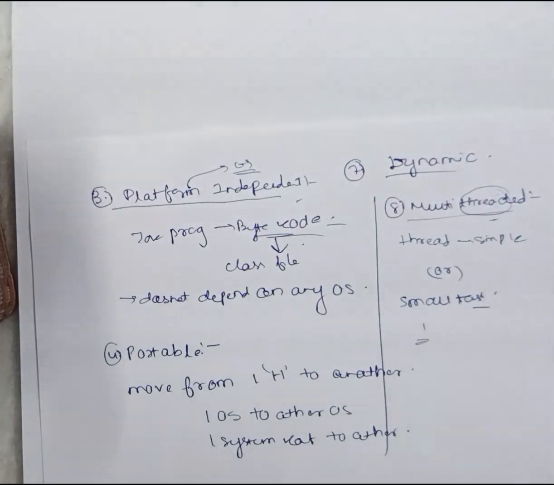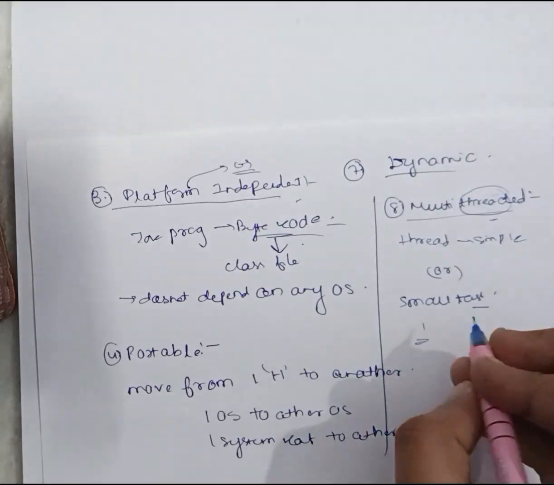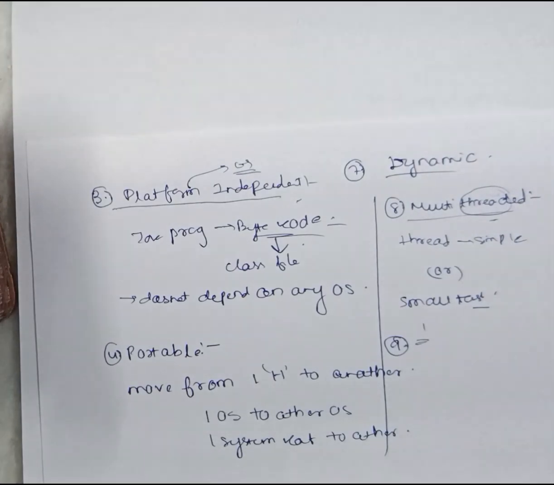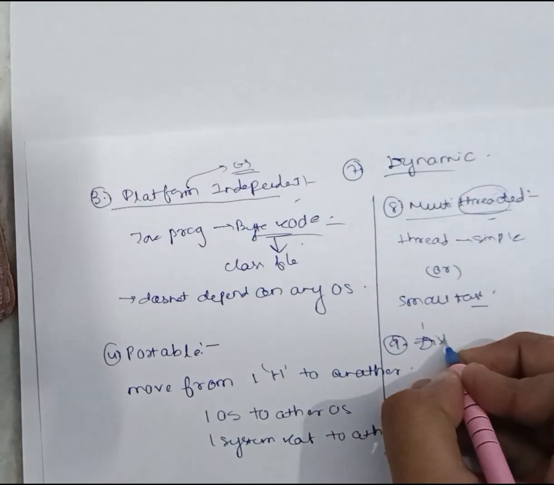So Java is a multi-threaded language. Java executes multiple threads simultaneously. In a lesser amount of time we can execute the program because we have several tasks, and each task is nothing but a thread. We can execute all the threads simultaneously, so in less time we can execute the program. So this was all about multi-threaded.